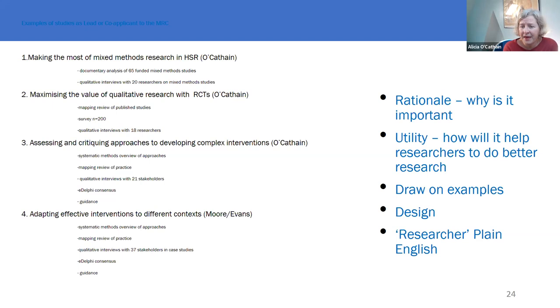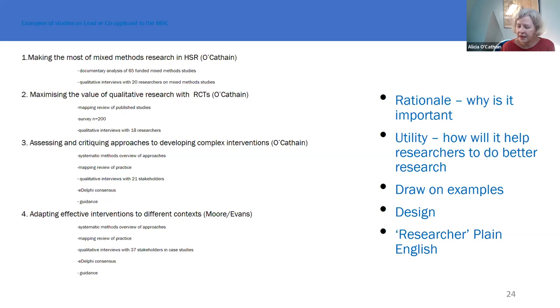I put a paper in the chat just a few moments ago when Elaine was talking about what do we need to put into applications as qualitative researchers when we're writing mixed methods bids. We did a documentary analysis of applications where there were randomized controlled trials and qualitative research, and gave some guidance about the types of information reviewers and panel members might be looking at. That's by Drabble et al. So the third project involved looking at complex interventions and how we develop them.